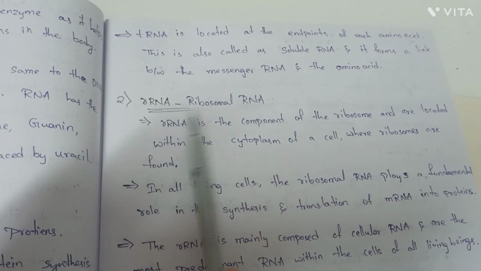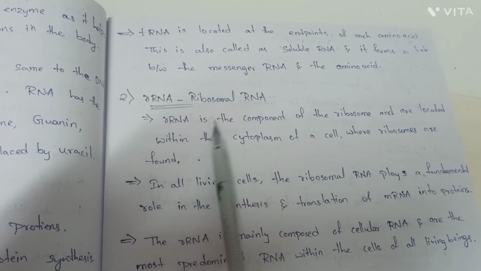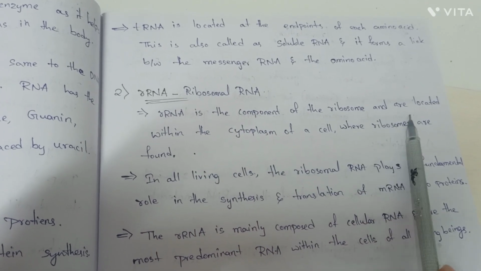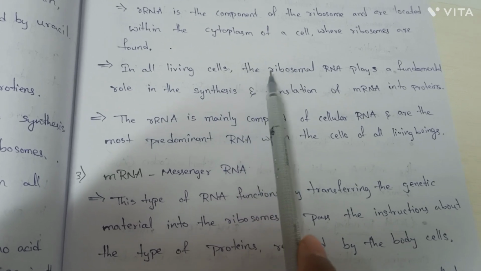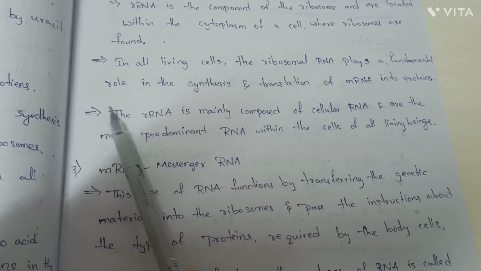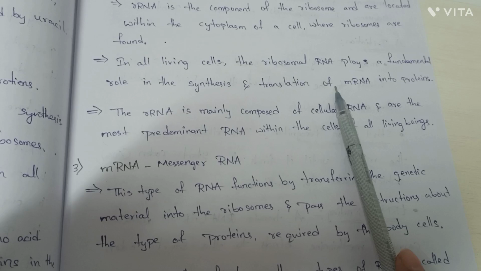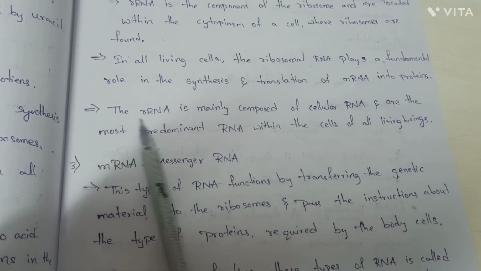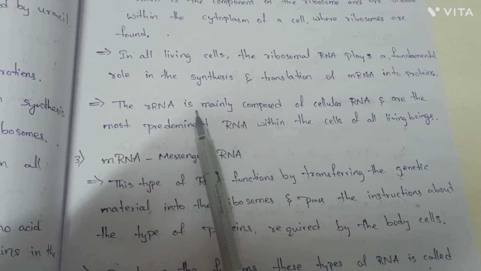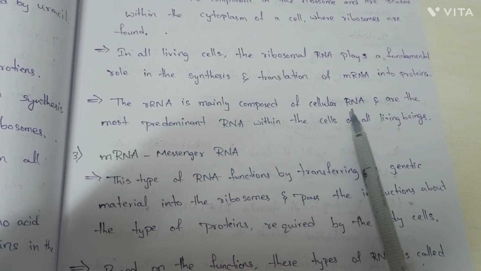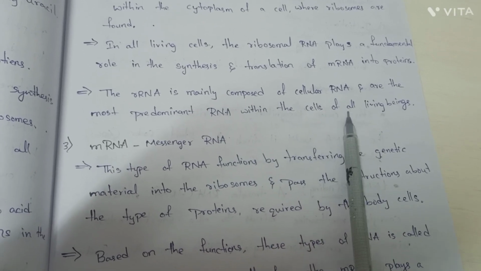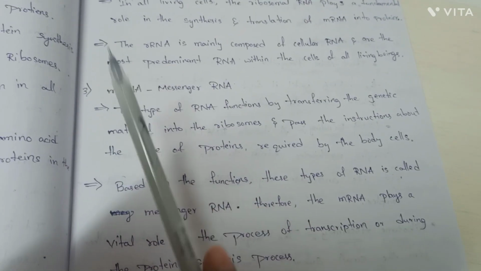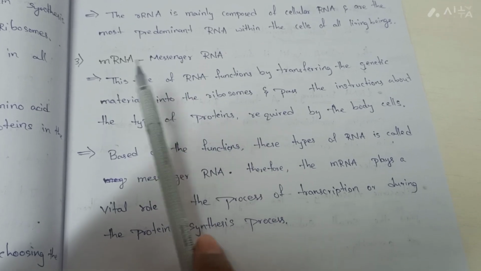The second type, rRNA, ribosomal RNA. rRNA is a component of the ribosome and is located within the cytoplasm of a cell where ribosomes are found. In all living cells, the ribosomal RNA plays a fundamental role in the synthesis and translation of mRNA into proteins. The rRNA is mainly composed of cellular RNA and is the most predominant RNA within the cells of living beings.